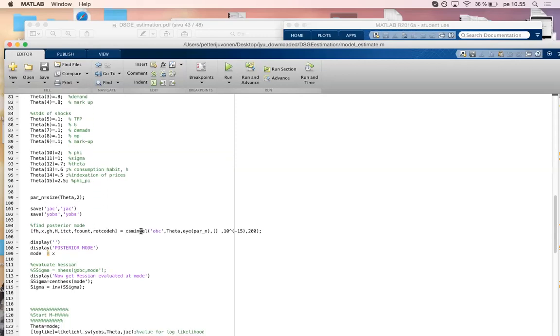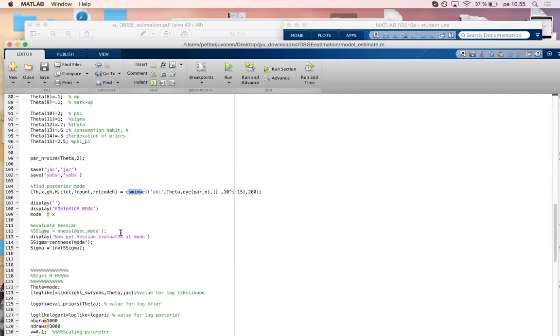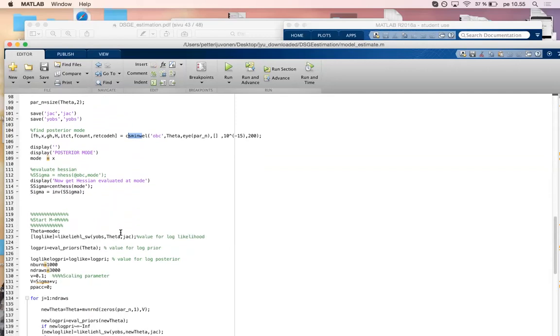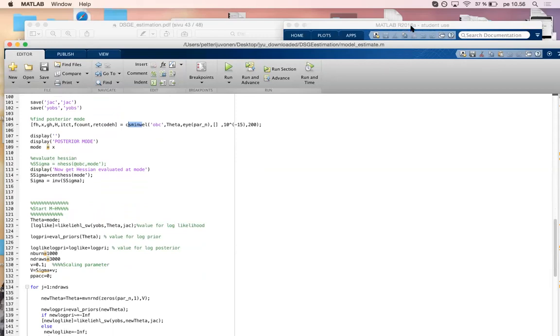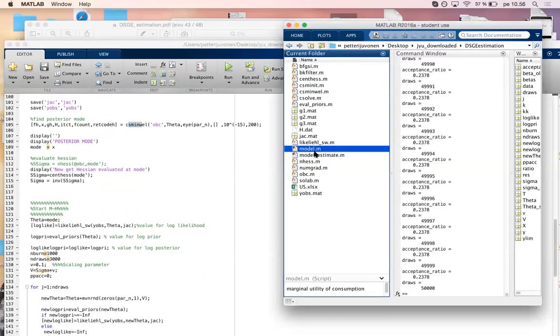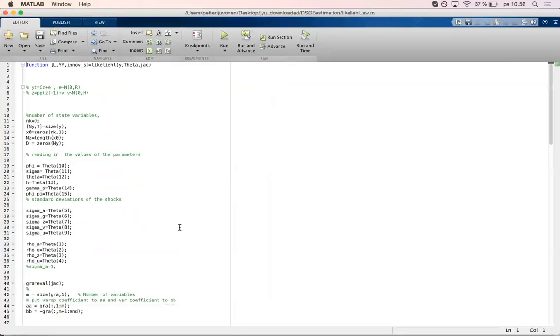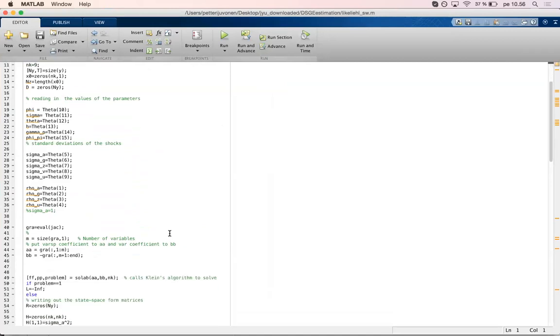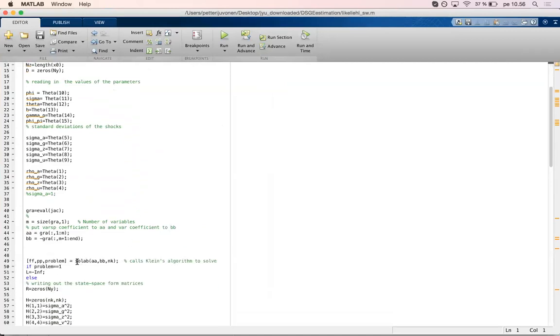There is a function that evaluates the posterior function to obtain the posterior mode. And once we obtain it, we can start the Metropolis-Hastings algorithm. For that, we need the likelihood function. So we use the SOLAB algorithm to solve the model, and then we obtain these matrices for states and linking states to other model variables.